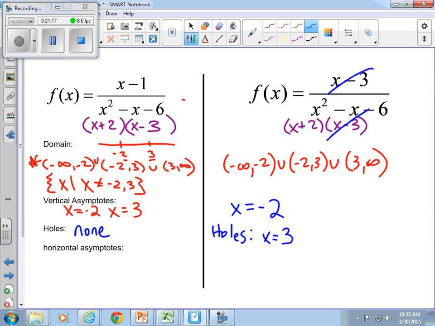Can you just have a hole? You can. Most of the time, if you do, it would look like a line with a hole in it or something. Put this in Y1, and in Y2, I want you to put 1 over x plus 2.